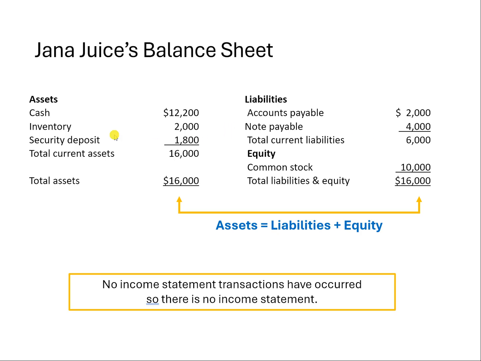So by the end of the day, when we update all the accounts with their ending balance, assets, liabilities, equities, the total assets will equal the total liabilities plus the equities.